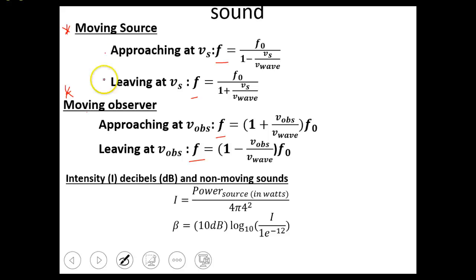Then within each of these situations, we've got formulas for approaching and leaving. And remember, as you approach, you hear a high frequency sound, and as you leave something, you hear a low frequency sound. So approach should be high frequencies and leaving should be low. When I say high and low, I mean higher than the sound being emitted and lower than the sound being emitted, than the true frequency of whatever that sound is. And then just a little reminder about changing between intensity and decibels, right, for non-moving sounds. And so have fun, right?